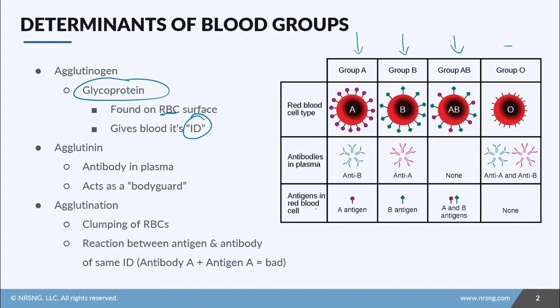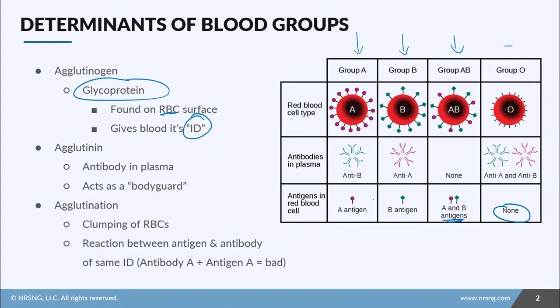When we talk about groups, we talk about the A antigen being on group A. So group A blood types have the A antigen on the surface of the red blood cell. For group B, it's going to have the B antigen on the group B blood cell. Then for group AB, it has both A and B antigens. And then group O has none.